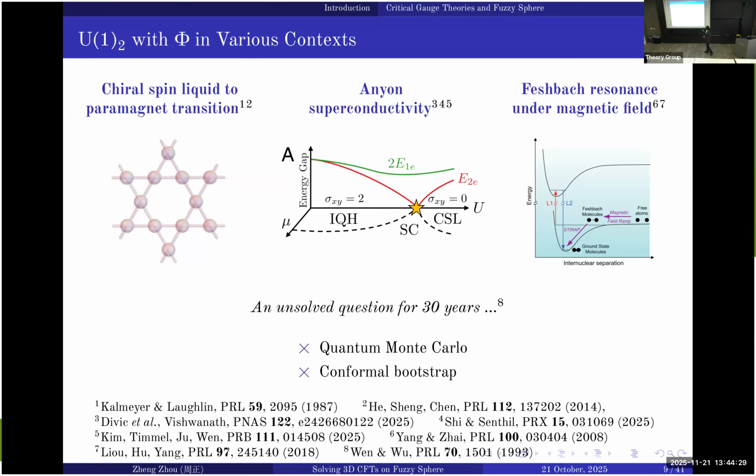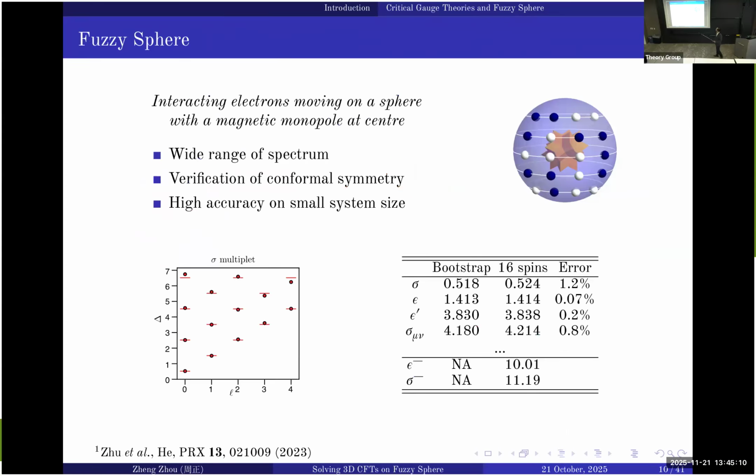Shall I continue? So, what is the nature of this transition? This is an unsolved question for 30 years, ever since its first proposal by Wen and Wu in 1993. We cannot use quantum Monte Carlo on this system because of the intrinsic sign problem. It is also difficult to apply the conformal bootstrap. This is because for the critical gauge theories, many different Lagrangians can have the same global symmetry, and conformal bootstrap is difficult to tell them apart. So that is why we need the fuzzy sphere.